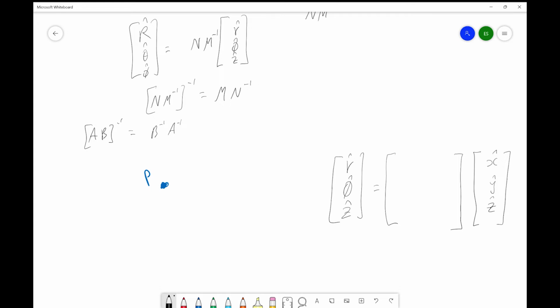The last one is really simple. What is z hat as a linear combination of x hat, y hat, z hat? It's just 0, 0, 1, right? Because, you know, z hat equals z hat. That's it. The final basis vector is common to both coordinate systems. We are left now with r hat and phi hat.